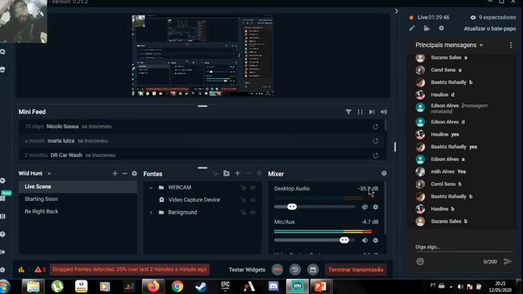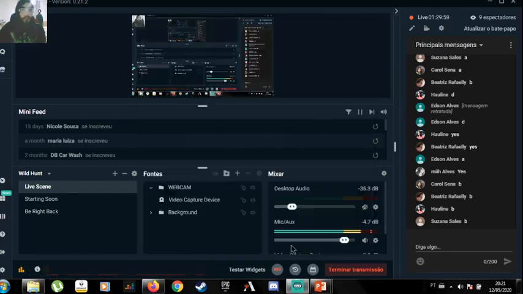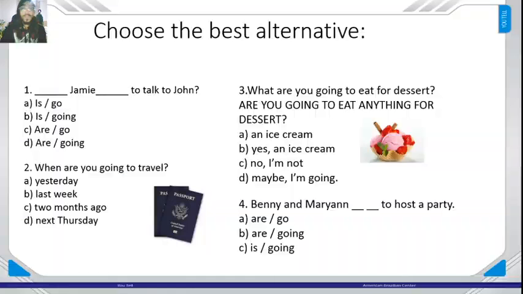Very good. Most of you are saying that is the letter B, so I think this exercise was so easy to find the answer. So you are correct. Everyone who said it's letter B, you are correct. Very good. It's because we are talking about two persons. We are talking about two people here. Okay, Benny and Marion. It's not only one.